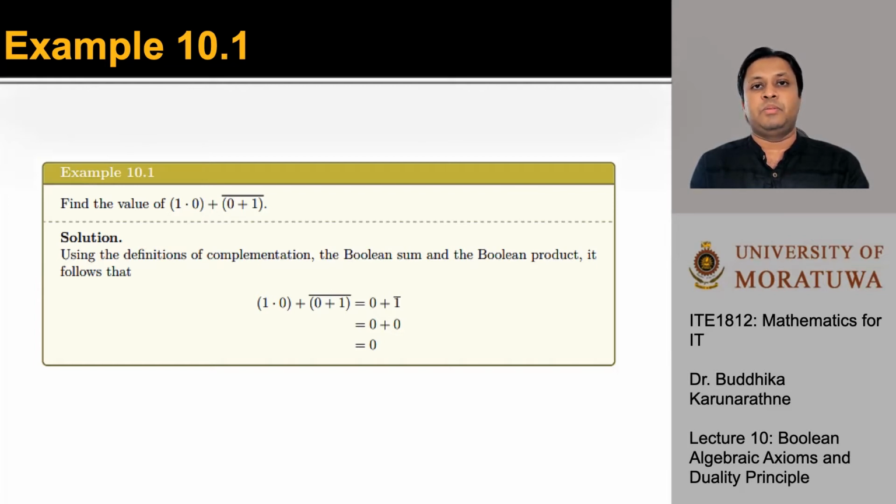So we know that 1 bar is equal to 0. Therefore, the statement becomes 0 plus 0. And eventually, 0 plus 0 is an OR operation, so it becomes 0. So the eventual value of that statement becomes 0.